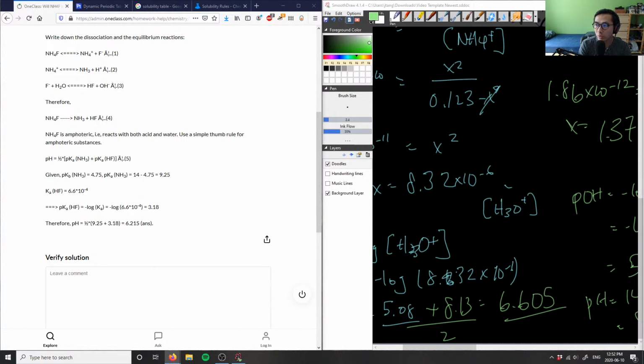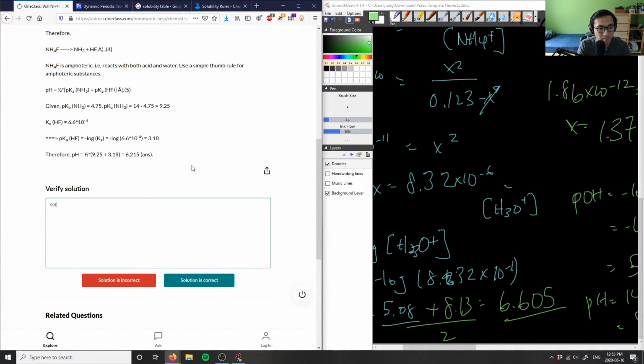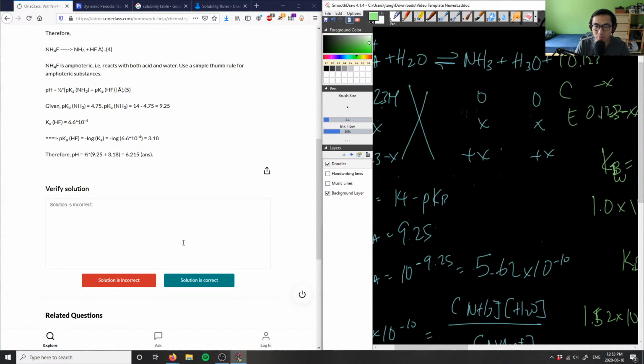Let me just do a quick Google search. Amphoteric substances, half pKa plus pKa, pKa formula. Yeah. So I'm actually quite unsure about this formula here. So I'm going to say the solution is incorrect, and I'm going to base it off of my two ice tables here.